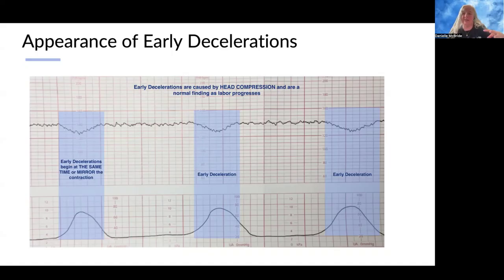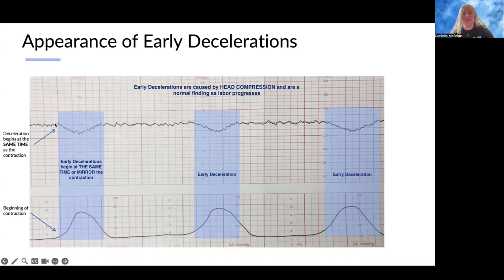As the baby is coming down further into the birth canal and getting more pressure on the head, it is normal to see these decreases when the contraction happens. So even though it is called an early deceleration, it really is happening at the same time, and they mirror each other. So here you can see the beginning of a contraction here. And then you can also see the beginning of the deceleration.